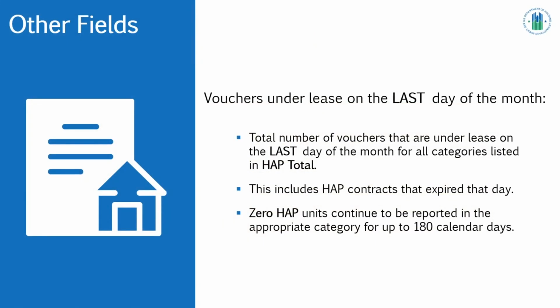Vouchers under lease on the last day of the month. Total number of vouchers that are under lease on the last day of the month for all categories listed in the HAP total. This includes HAP contracts that are expiring on the last day of the month. Zero HAP units will continue to be reported as leased on the last day of the month for a period of up to 180 days.